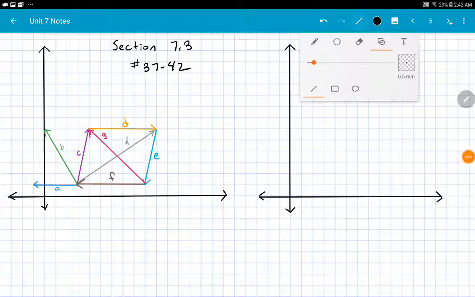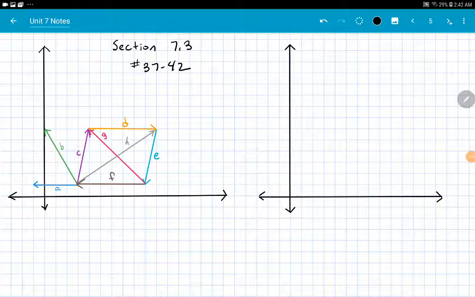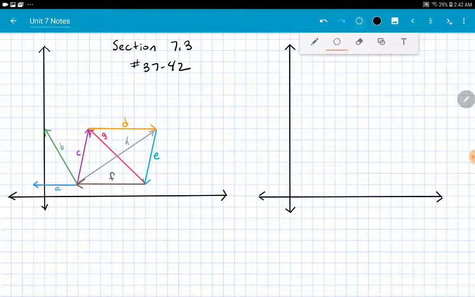Section 7.3, number 37 to 42, we get a picture like this that's in black and a little smaller, so it's a little hard to see. So I wanted to just put it in color and kind of think about how to attack these problems. So let's do number 38 for an example.